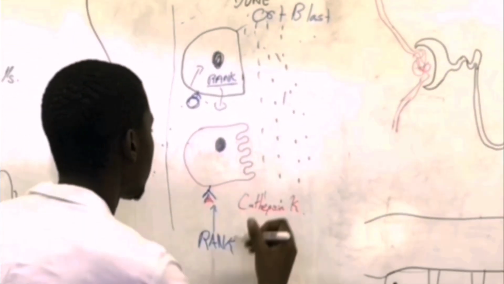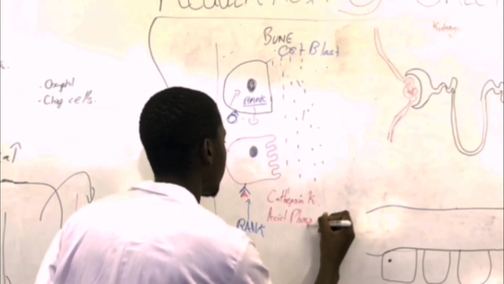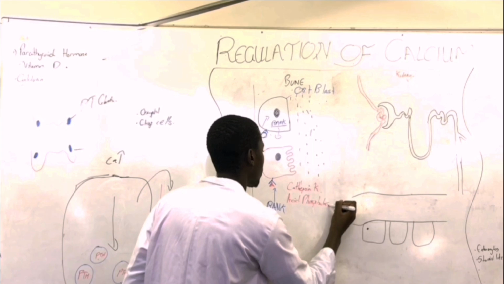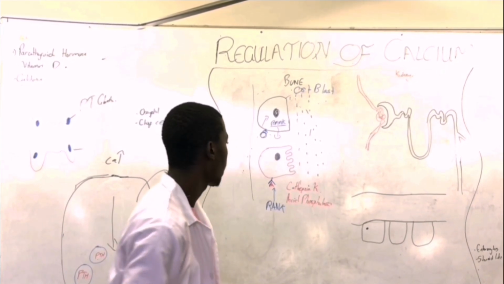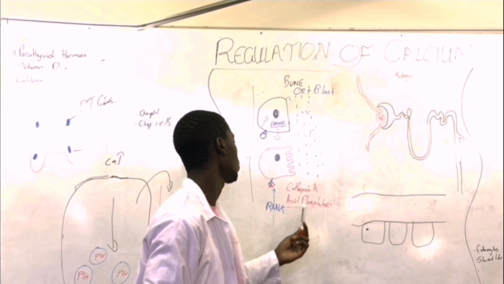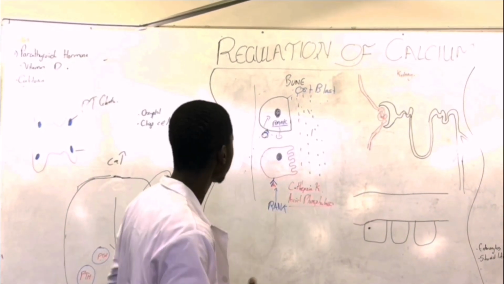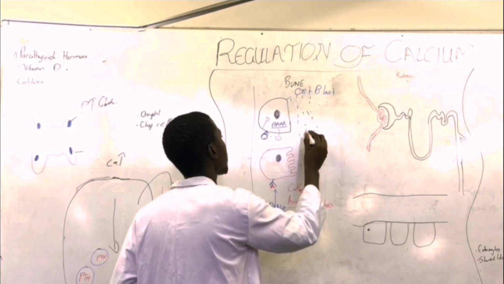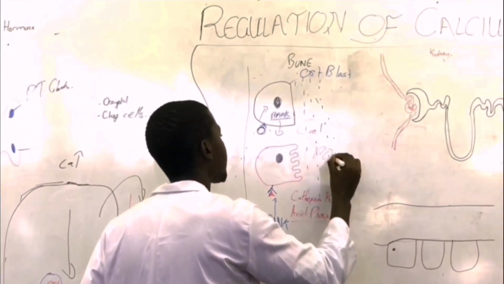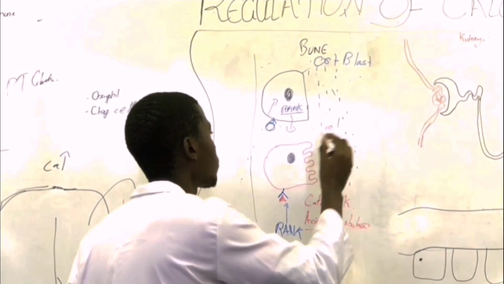And the other one is acid phosphatase. And you can already tell from the name, acid phosphatase is going to be breaking down the phosphate inside our bones. So cathepsin K and acid phosphatase now break down the calcium and phosphate inside our bones.